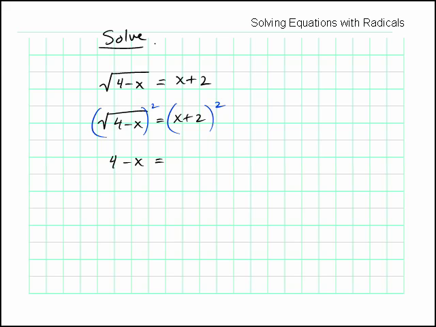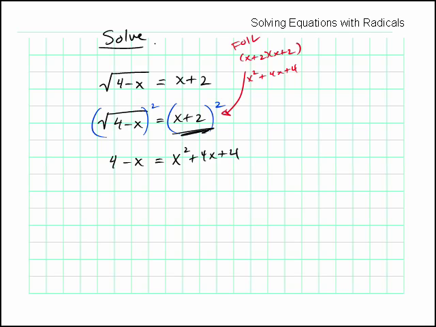Now on the right side, remember that x plus 2 squared is not x squared plus 2 squared. It means x plus 2 times x plus 2. That's x squared FOILed out, which will give us x squared plus 4x plus 4. The common error is to square this improperly, so you got to be very careful with this. This is x squared plus 4x plus 4 right there.